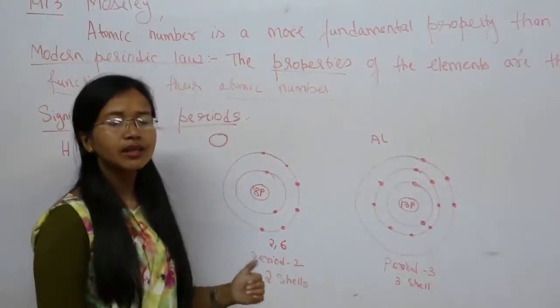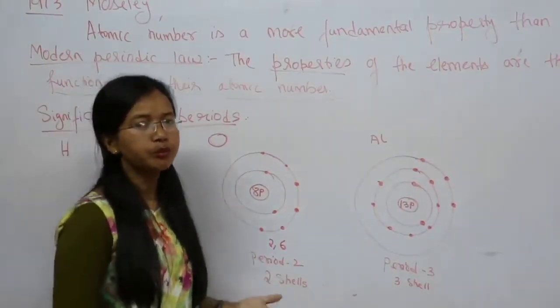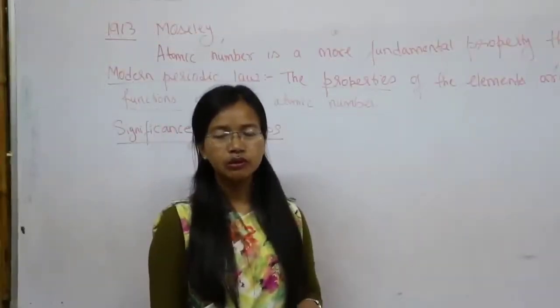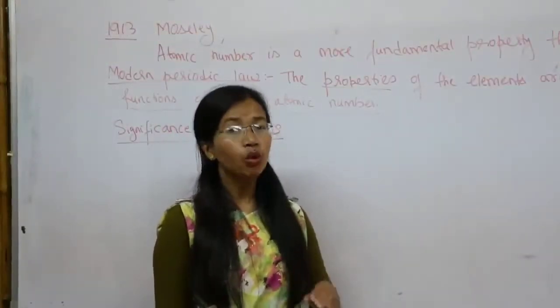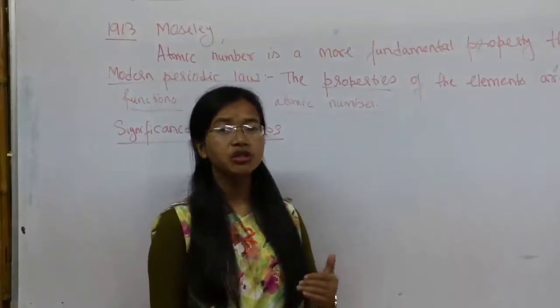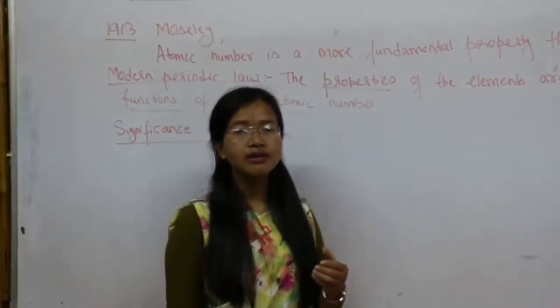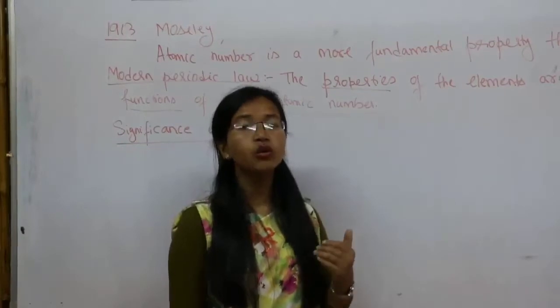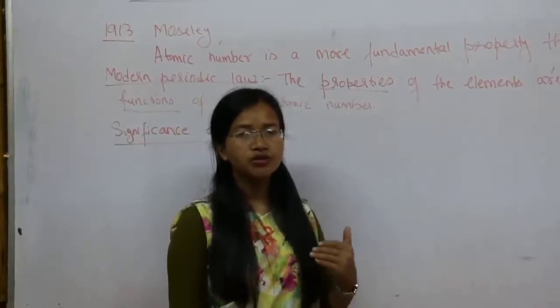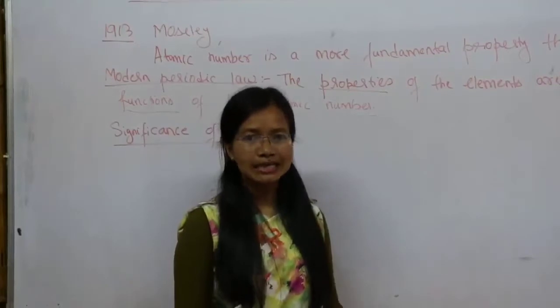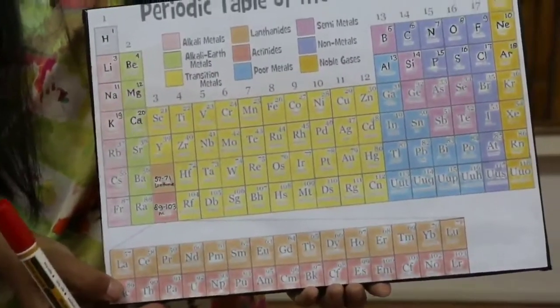Now let us see the significance of elements in a group. We already know that the elements in the modern periodic table are arranged in the order of their increasing atomic number, and the elements having similar properties are grouped together. So now let's try to understand this when looking at the table. Alright, have a look at this table.